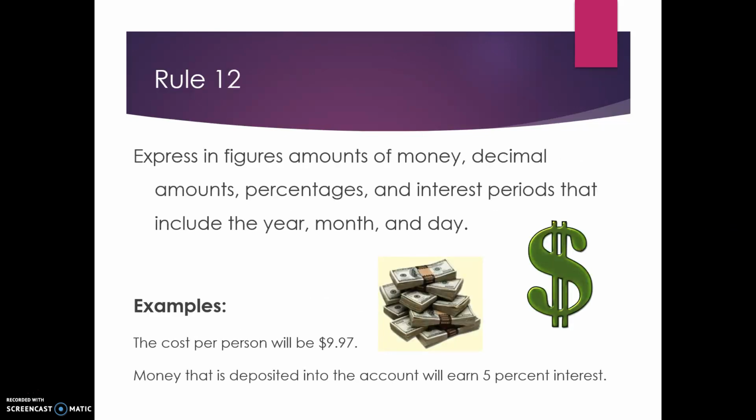Rule 12. Express in figures amounts of money, decimal amounts, percentages, and interest periods that include the year, month, and day. Examples, the cost per person will be $9.97. Money that is deposited into the account will earn 5% interest. See how we've used numbers for the money and numbers for the percent, even though this is under 10 and this is under 10.